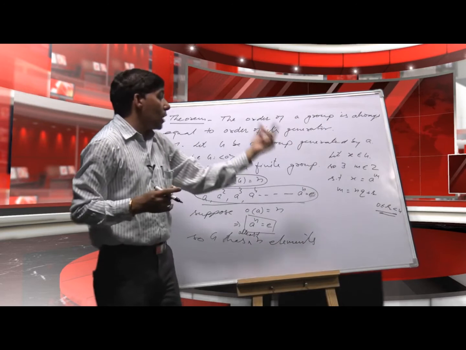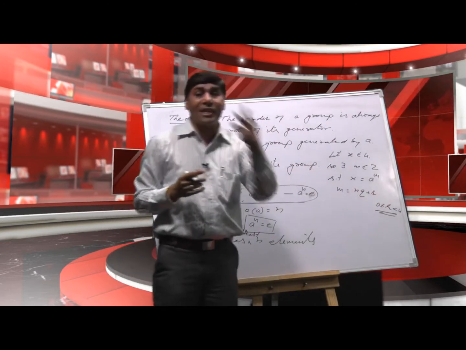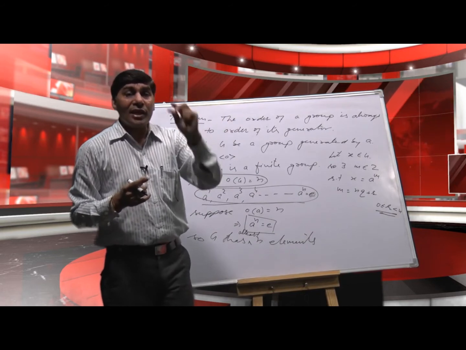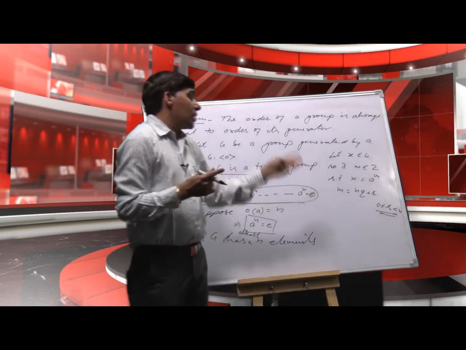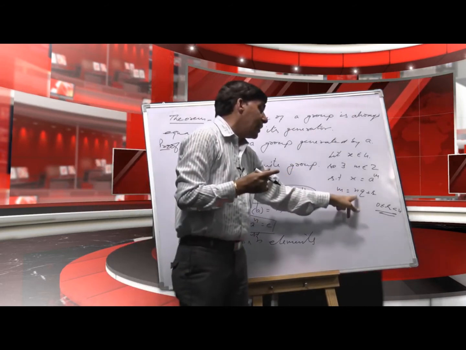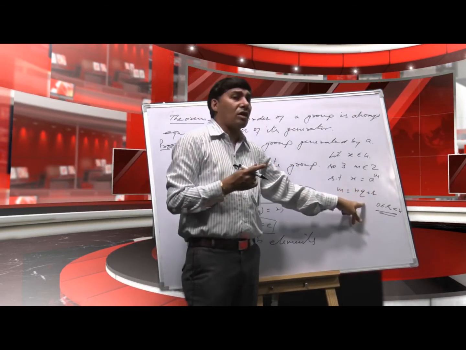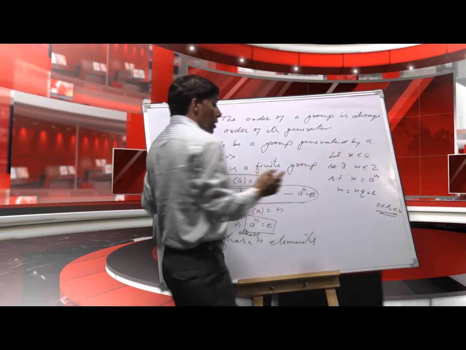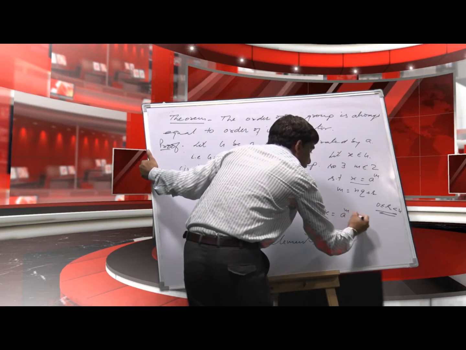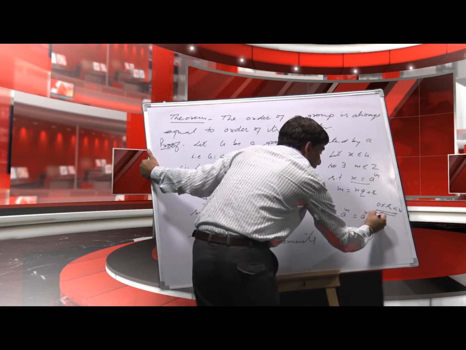By the division algorithm theorem, that means if there are two integers m and n, and m is greater than n, then we can divide m by n. There exists a quotient and there exists a remainder. So we can write m is equal to nq plus r, where q is the quotient and r is the remainder. So now from this, x is equal to a raised to power m, which is equal to a raised to power nq plus r.